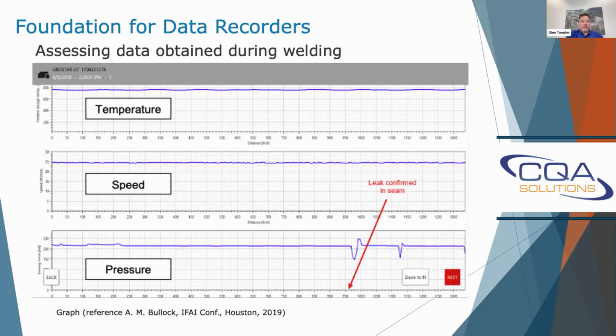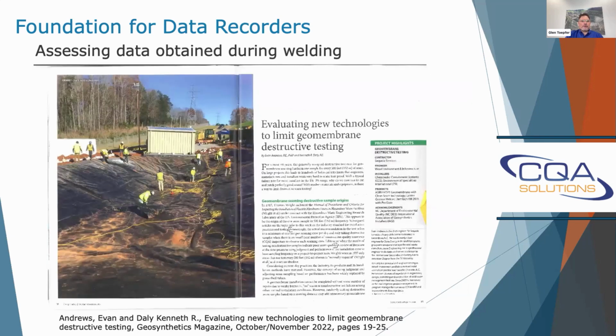The more we are relying on data recorders, and even without them, it's critical information. And this is just an article from Geosynthetics magazine back in October, November 2022, but there's a lot of things I disagree with in this article, and I think that it's risky. The authors are proposing that you can limit geomembrane destructive testing because you have data recorders, but if you don't know the parameters and when they fall outside what's acceptable, how can you make those decisions?